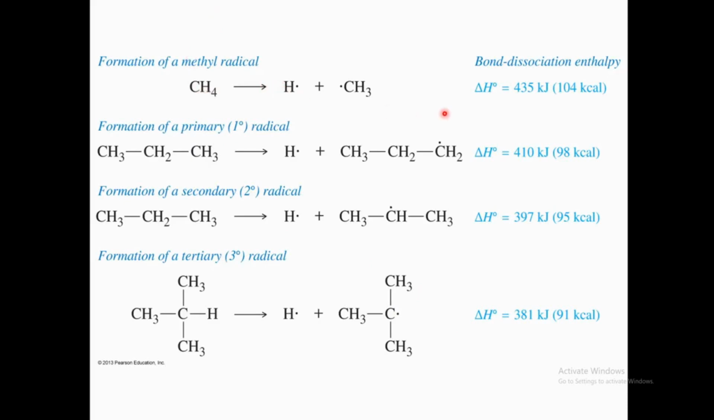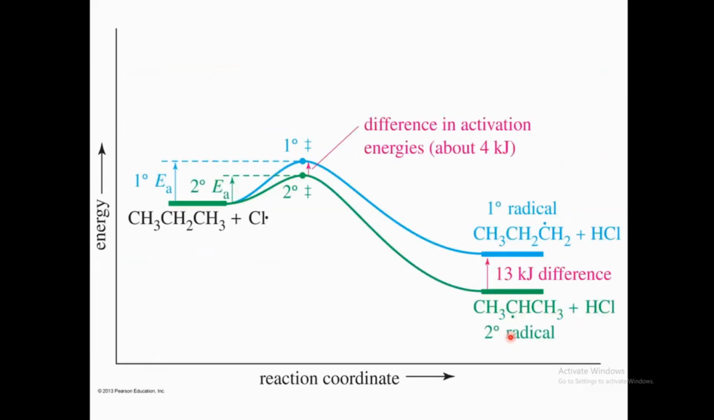Formation of a methyl radical, so bond dissociation enthalpy involved is 435 kilojoule, and formation of a secondary radical involves 397 kilojoule, and formation of tertiary radical involves heat of formation of 381 kilojoule per mole, at 91 kilocalorie.